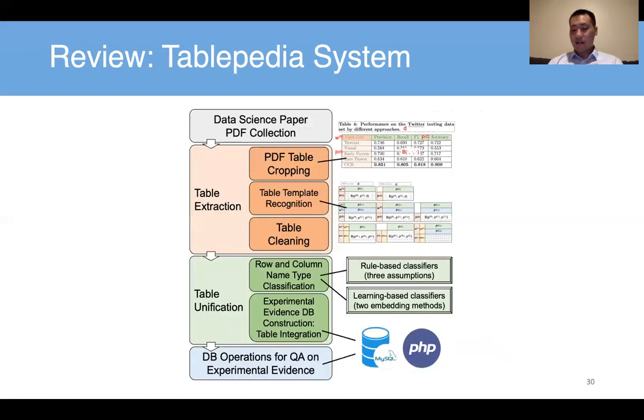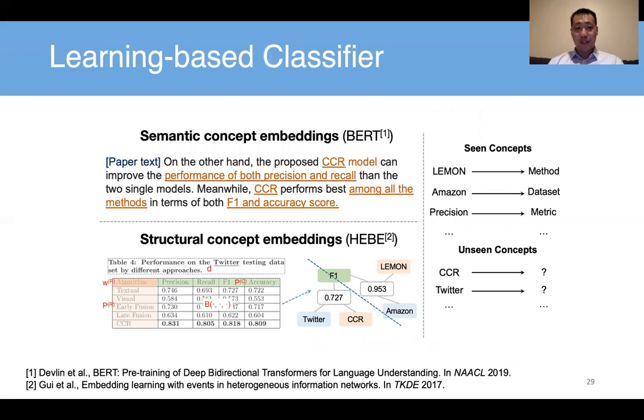The three kinds of embedding features that we use in the learning classifiers are the concept embedding, for which we run BERT to get this concept embedding, and the other is HEBE. We run this heterogeneous network embedding learning to find the representations and build a classifier with these features.